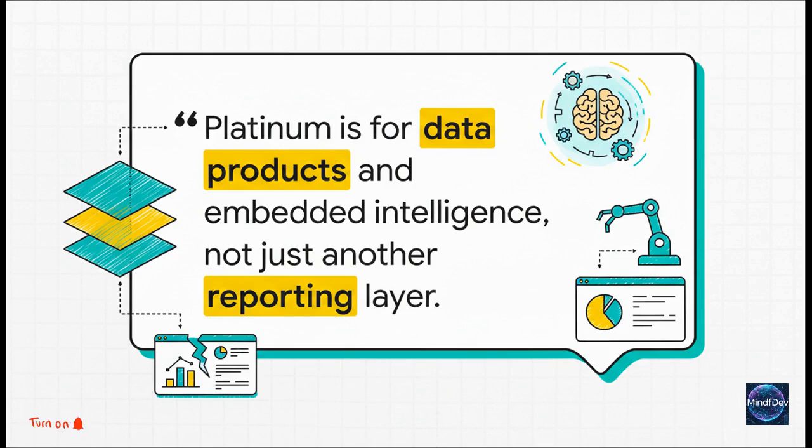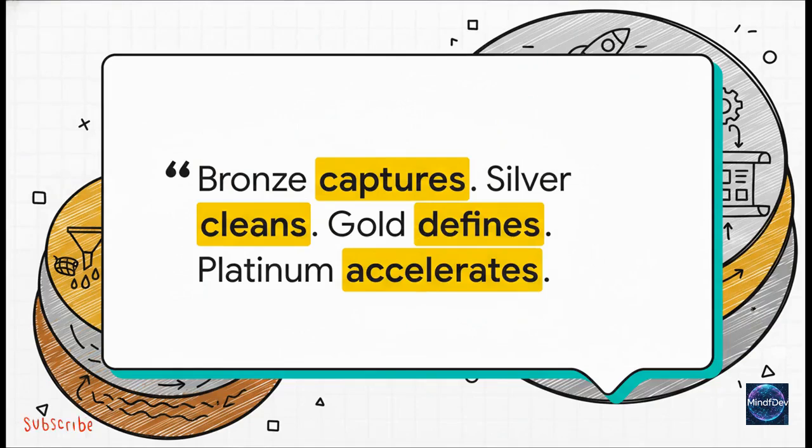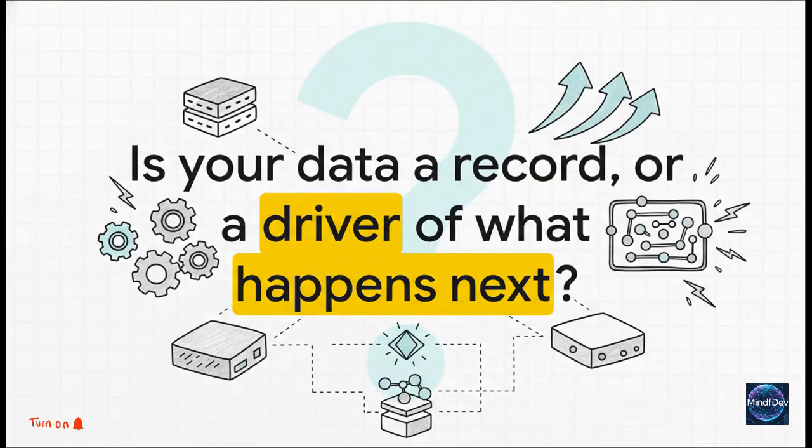You know, if you walk away with just one thing, let it be this: bronze captures, silver cleans, gold defines, and platinum accelerates. It's truly the simplest way to get the purpose of each layer in that journey from raw data all the way to intelligent action. And that really is the final question this whole architecture makes you ask, isn't it?